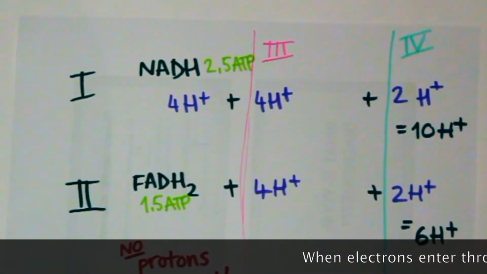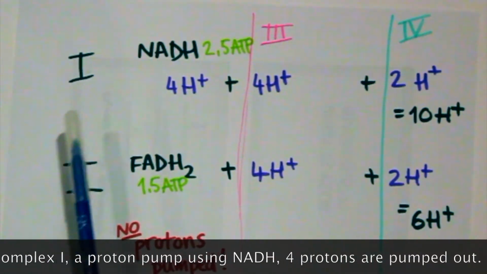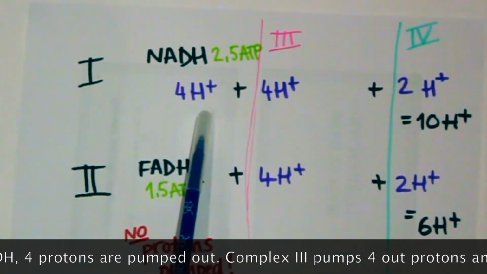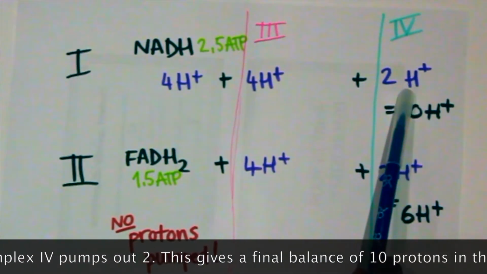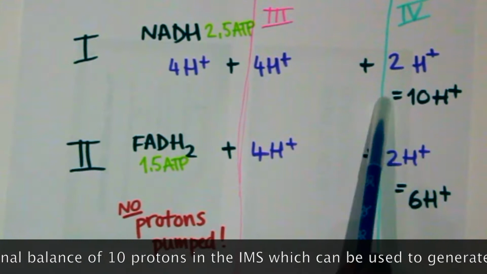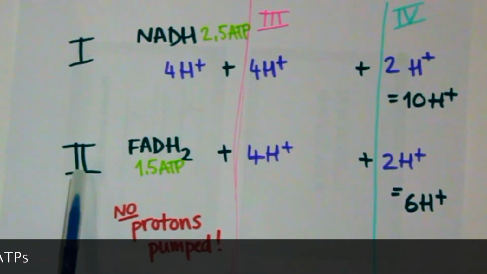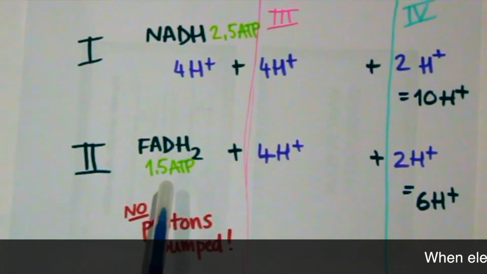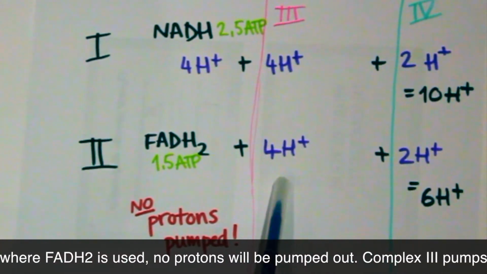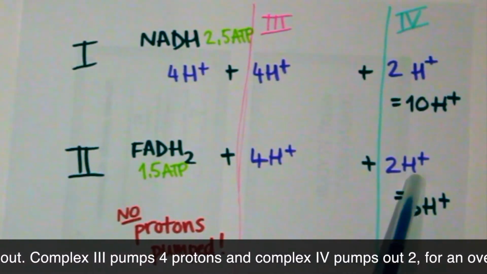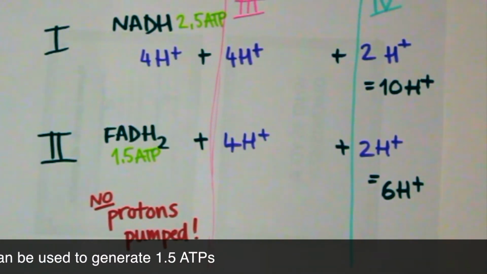When electrons enter the electron transport chain through complex 1, a proton pump using NADH, 4 protons are pumped out. Complex 3 pumps out 4 protons and complex 4 pumps out 2. This gives a final balance of 10 protons in the intermembrane space, which can be used to make 2.5 ATPs. When electrons enter through complex 2, where FADH2 is used, no protons will be pumped out. Complex 3 pumps 4 protons out, and complex 4 pumps 2 out for an overall balance of 6, which can be used to generate 1.5 ATPs.